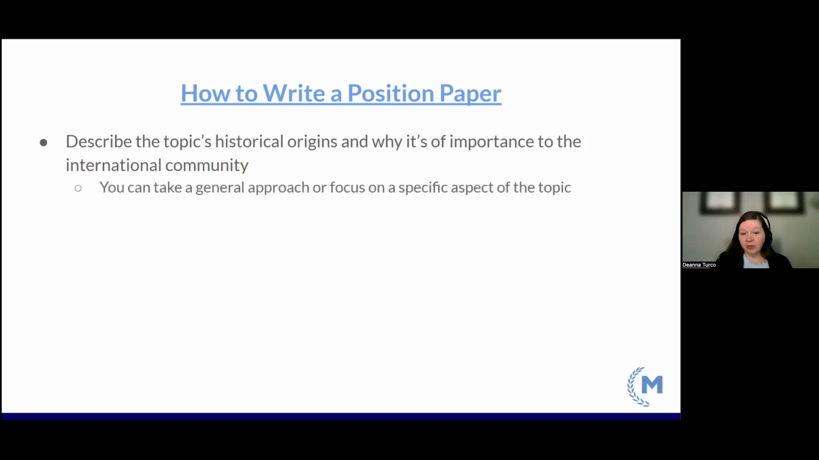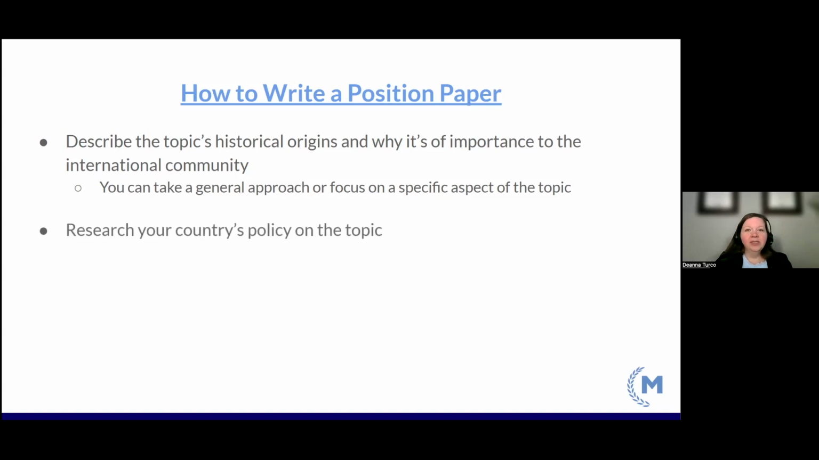You can take a general approach or focus on a specific aspect of the topic. For example, I think it was Security Council that has the question, the situation in the Middle East, including the Palestine question. Well, the Middle East has a lot of topics. So what you can do is just take a general approach of discussing what has been going on in the Middle East and why the international community cares, or you can focus very specifically perhaps on a recent development in the region regarding Palestine, if that is how you want to write your paper. But we need some background. We need to orient why the international community cares about this particular topic, or why they should care if they don't, or why they should care more.